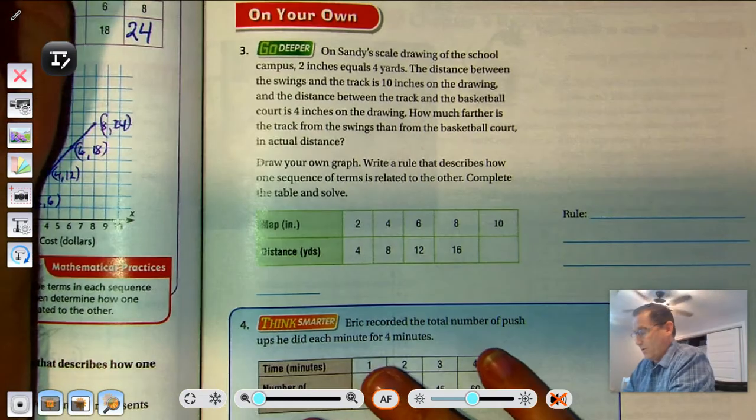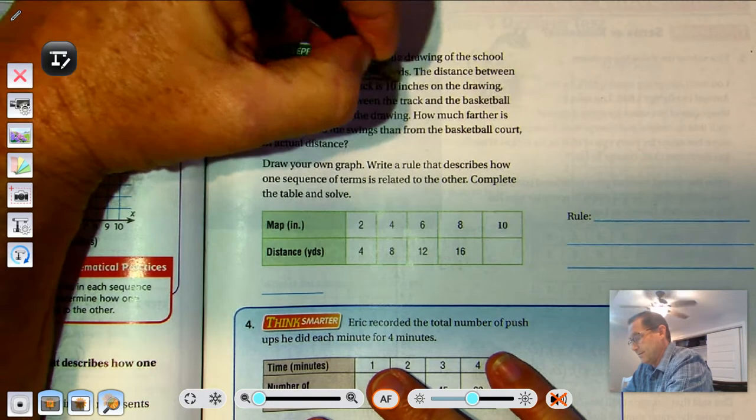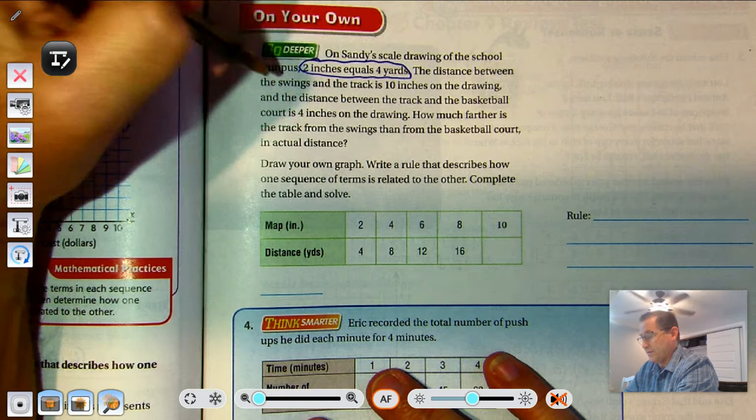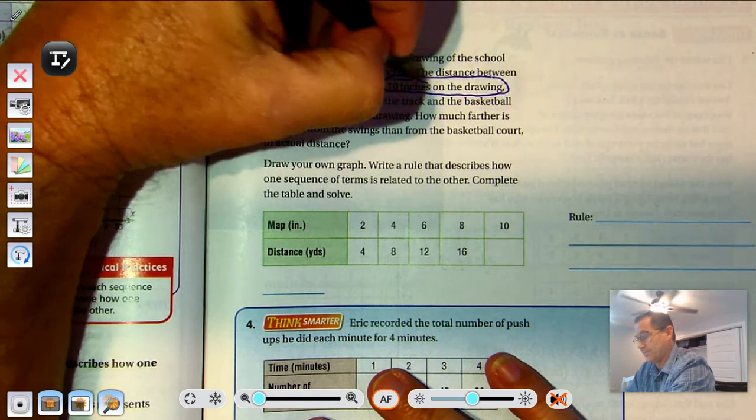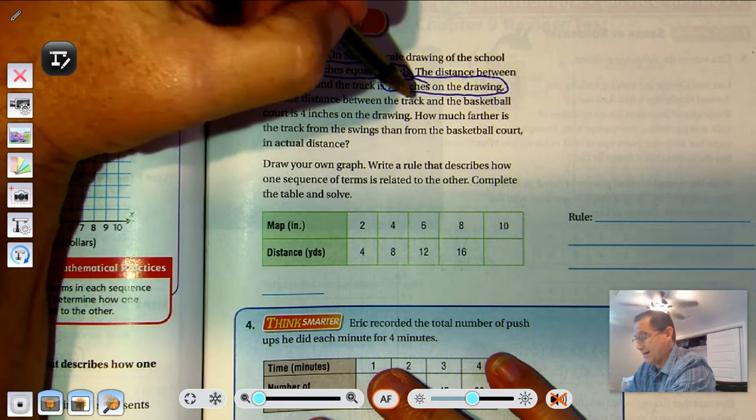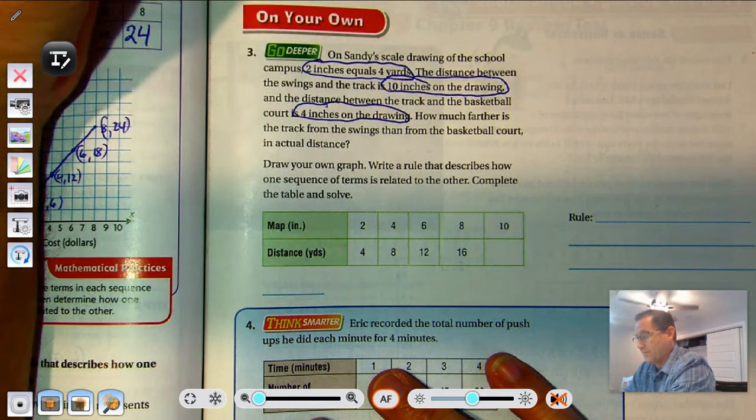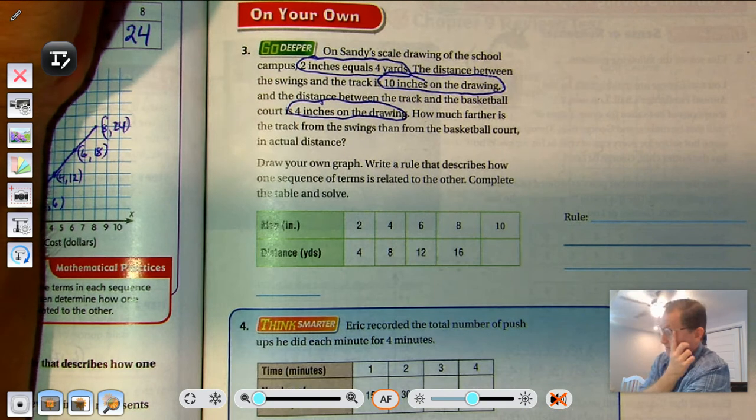On Sandy's scale drawing of the school campus, 2 inches equals 4 yards. The distance between the swings and the track is 10 inches on the drawing. And the distance between the track and the basketball court is 4 inches on the drawing. How much farther is the track from the swings than from the basketball court in actual distance?